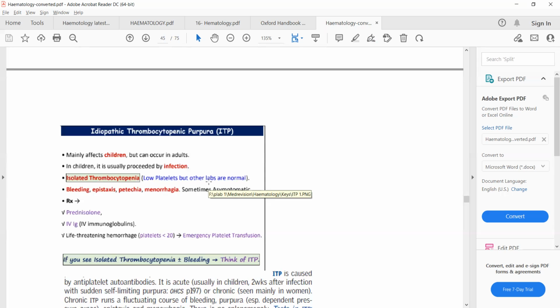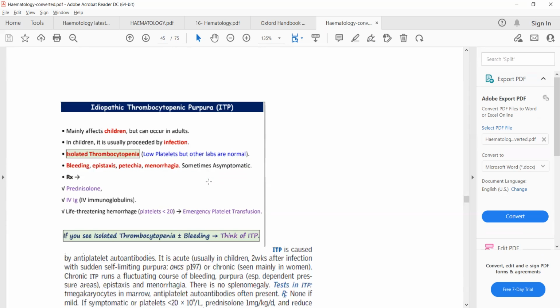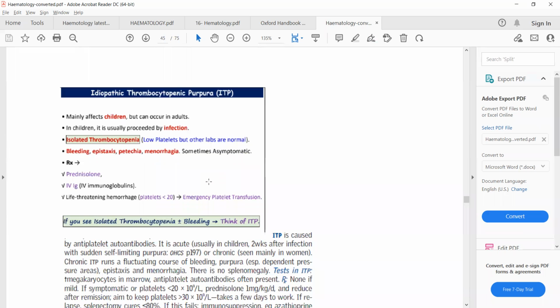If there is life-threatening hemorrhage and the platelet count is less than 20, then emergency platelet transfusion is required. Remember that platelet transfusion is not that beneficial in ITP, because if we transfuse platelets, the antibodies that are formed against the platelets will be present in the blood. So that's why platelet transfusion is only indicated if there is life-threatening hemorrhage and platelet count is less than 20. Our first line treatment will always be prednisolone.